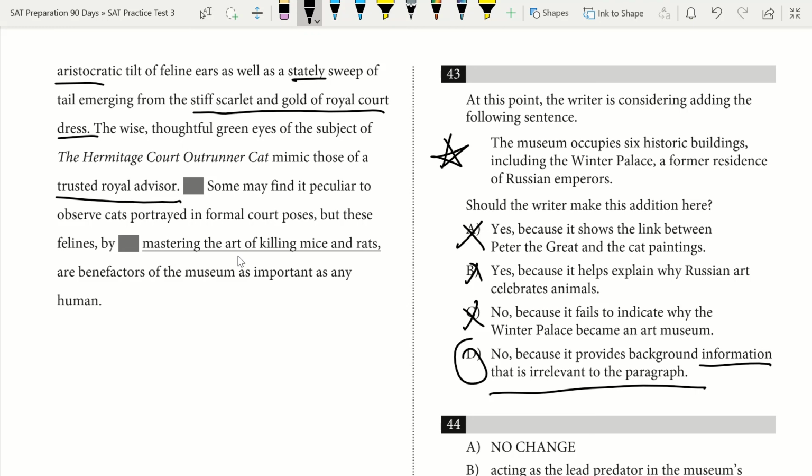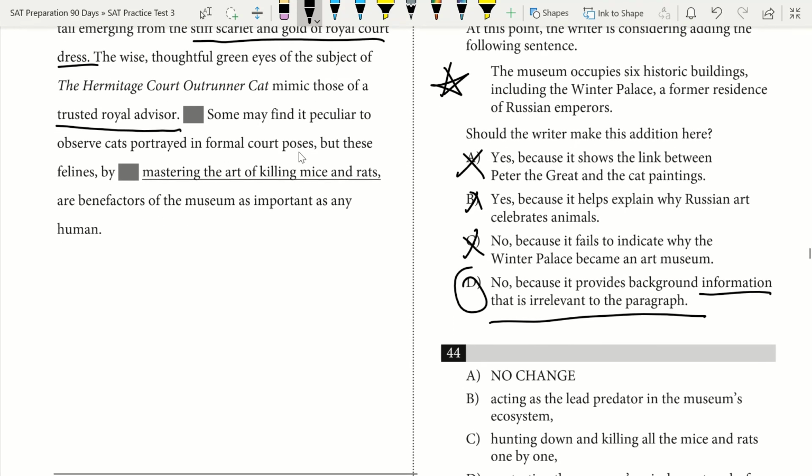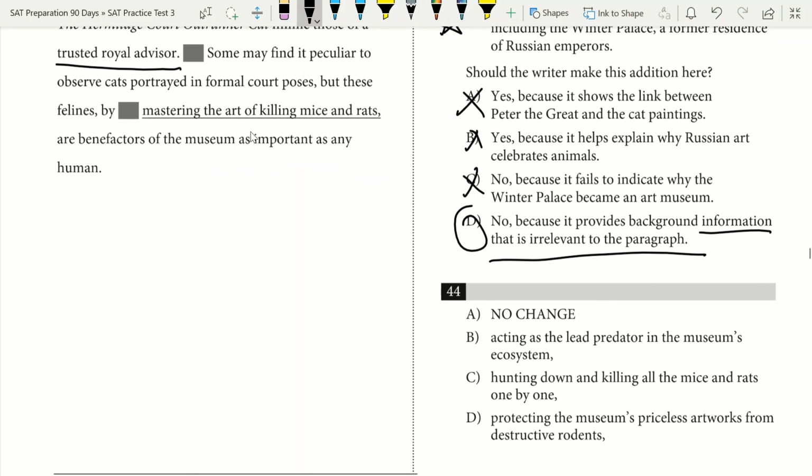Now we've got one last question. Some may find it peculiar to observe cats portrayed in formal court poses, but these felines, and then we're asked, no question, no prompt, so we're just probably matching tone here. But these felines, by mastering the art of killing mice and rats, are benefactors of the museum as important as any human. Okay, here's the problem with mastering the art of killing mice and rats. It doesn't touch on anything as far as the importance of these cats to the museum, which is really what this whole passage is really talking about, how important these cats are to the museum. So we want to end with something that's talking about that.